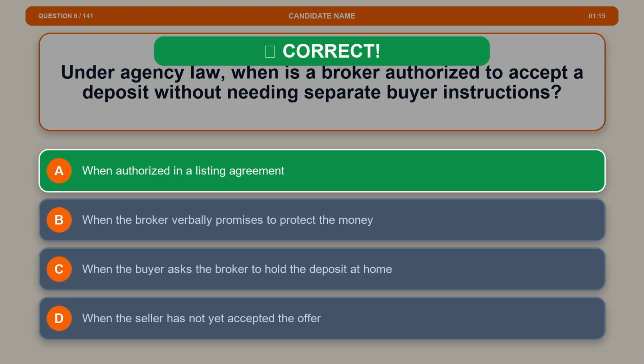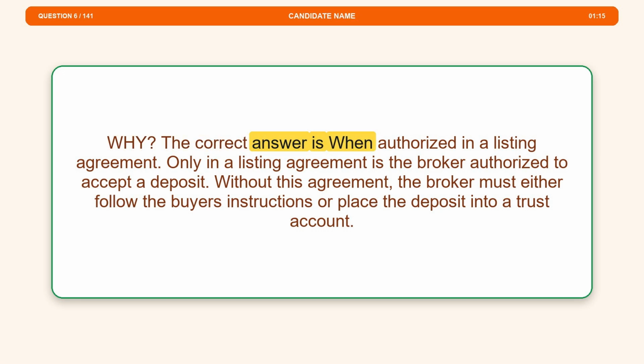The correct answer is option A. The correct answer is when authorized in a listing agreement. Only in a listing agreement is the broker authorized to accept a deposit. Without this agreement, the broker must either follow the buyer's instructions or place the deposit into a trust account.